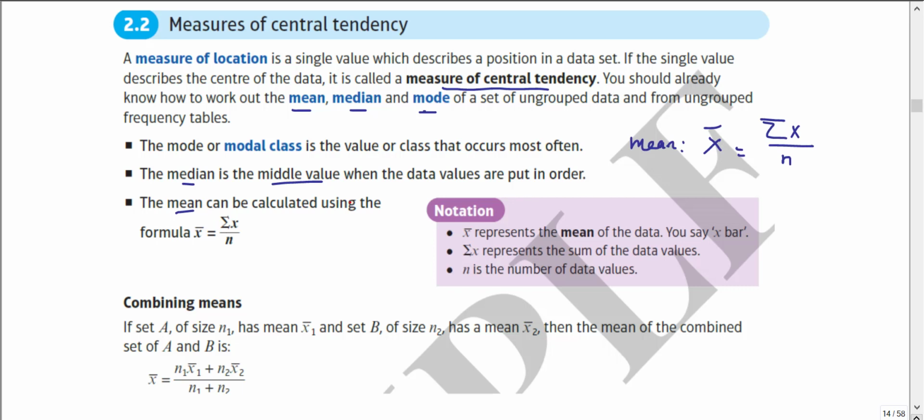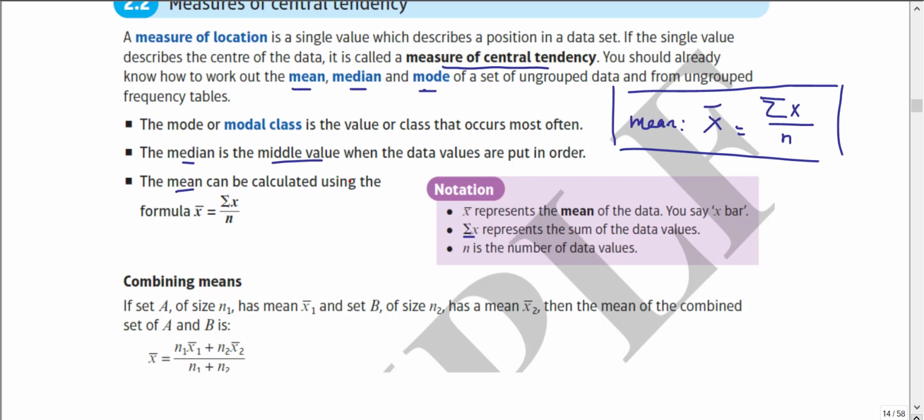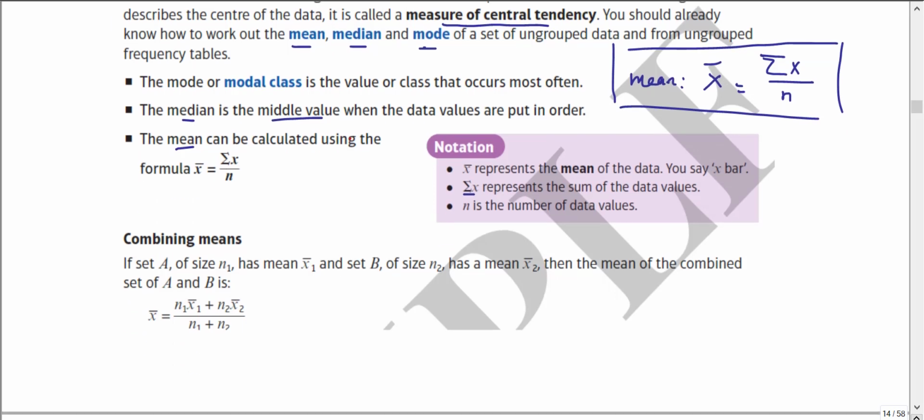What is sigma x? And what's n? Sigma means sum. Sigma x means the sum of all data values. Look, sigma x represents the sum of data values. All the values, add them. Divide by n. N is the number of data values, meaning how many data values we have. So this is a rule to calculate the mean. Okay, are you following? Yeah.